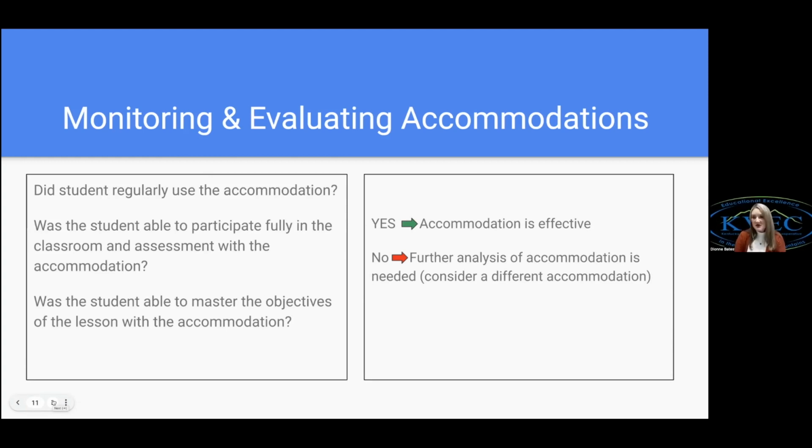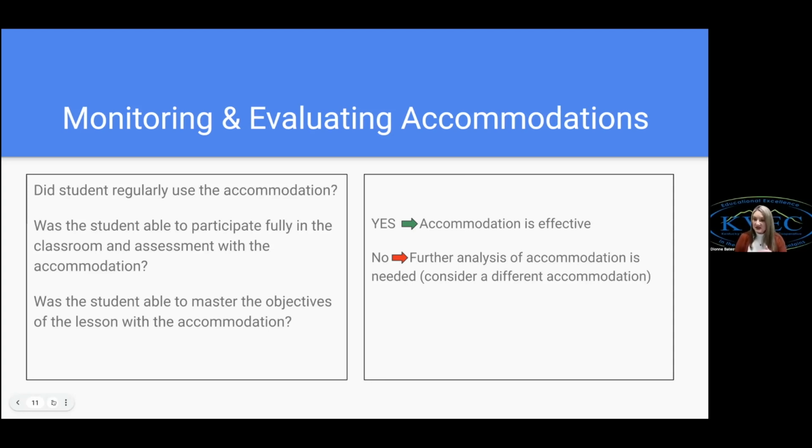But this is one of those things I think is kind of a stumbling block for us because we might make a decision about an accommodation, but we always have to go back and make sure we are revisiting that. Exactly what Mr. May was saying: do they regularly use that accommodation? Was the student able to participate fully in the classroom and the assessment with that accommodation? Remember, we're talking about giving them access. Was the student able to master those objectives? If you answer yes, then that accommodation is effective.